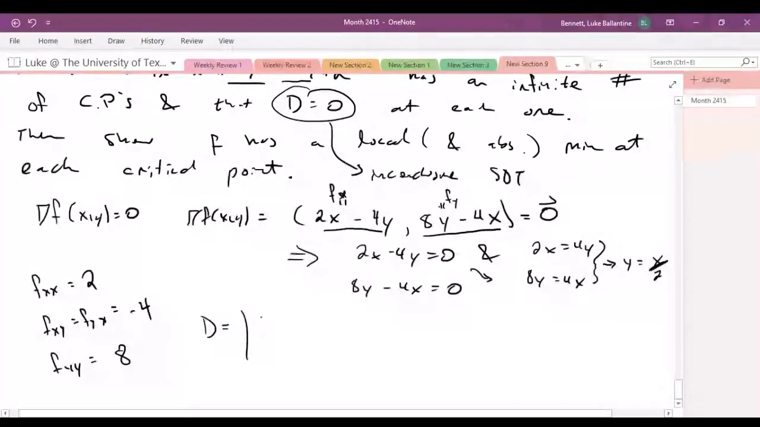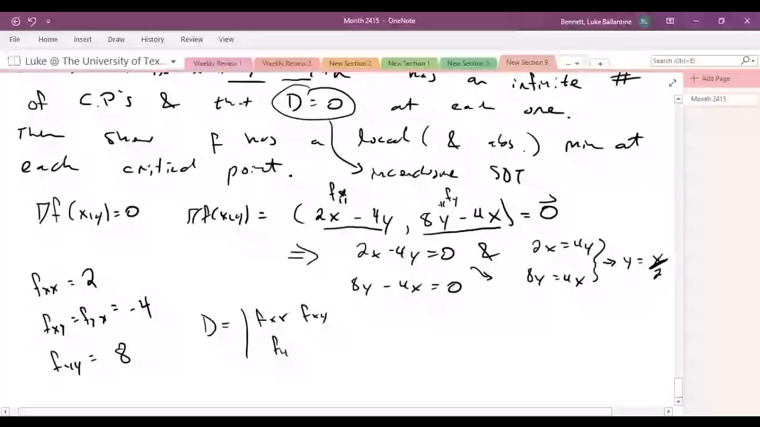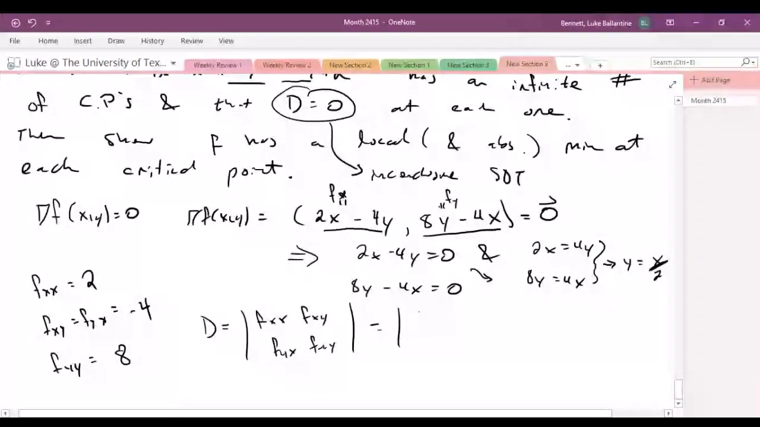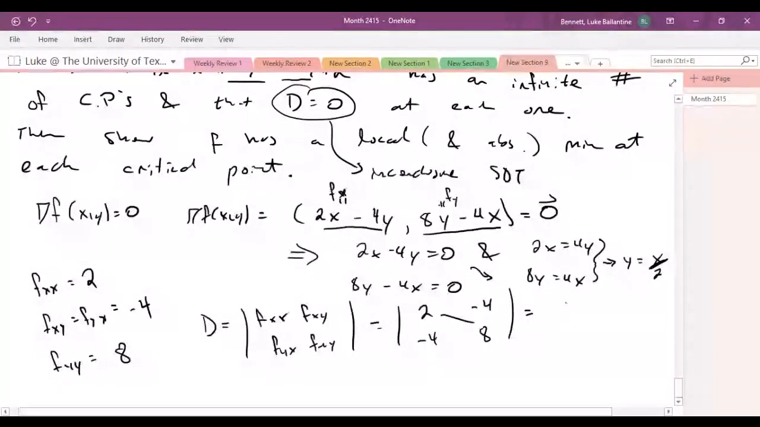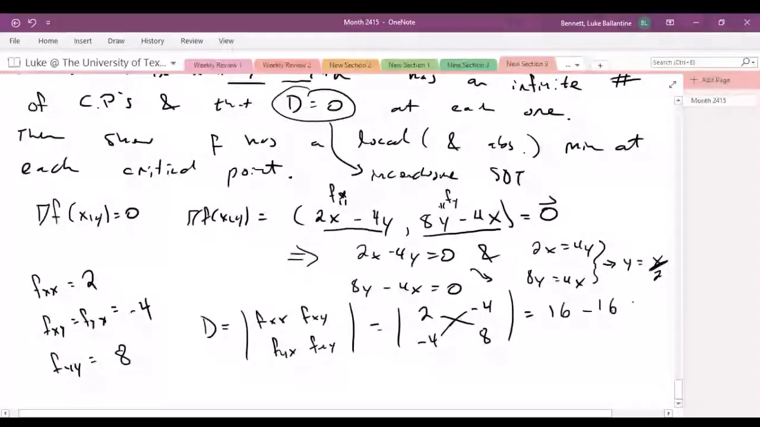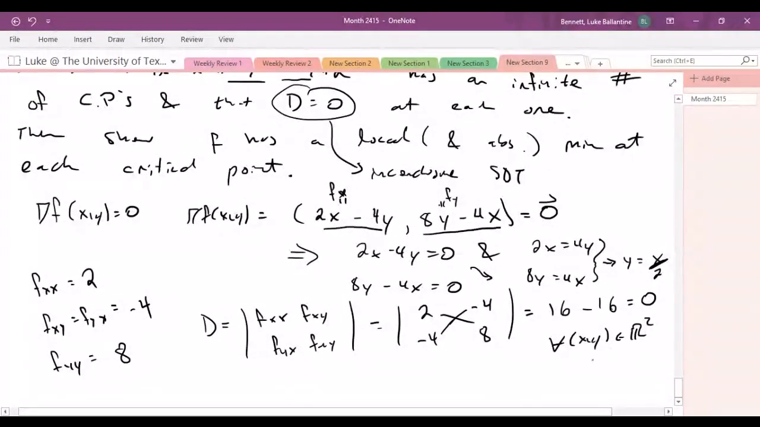So the discriminant is the determinant of fxx, fxy, fyx, fyy, which is 2, -4, -4, 8. What do we get? We get 16, and then this is a triple negative, right? We have a negative times a negative, but also you subtract whenever you're doing the discriminant. So it's triple negative. We get -4 times 4, which is 16, minus 16, equals 0 for all x, y in R2. That includes all x, y on the line y equals x over 2.